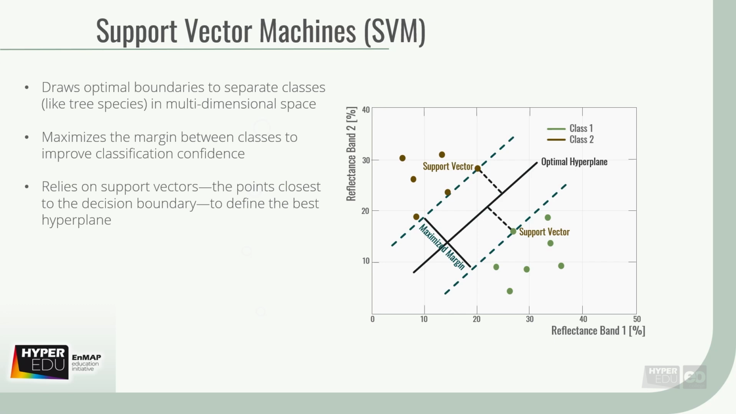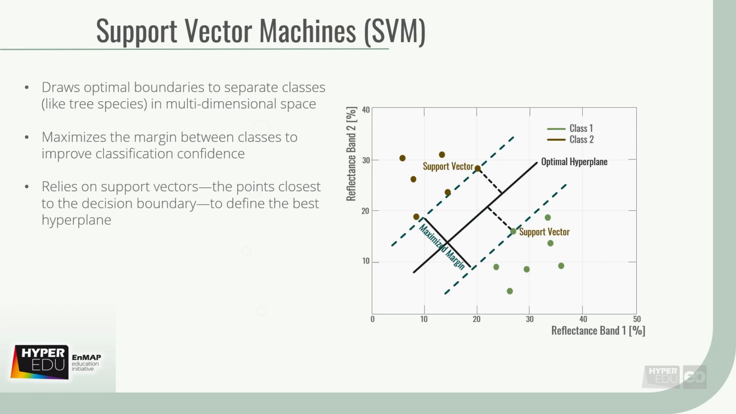To find this optimal boundary, SVM needs a training set, a set of labeled points, already classified tree species. The SVM then turns this problem into a mathematical challenge, where it tries to maximize that margin while keeping everything on the right side of the boundary.